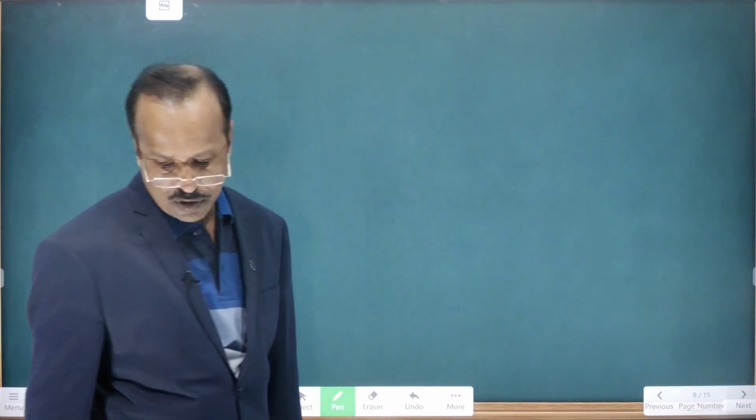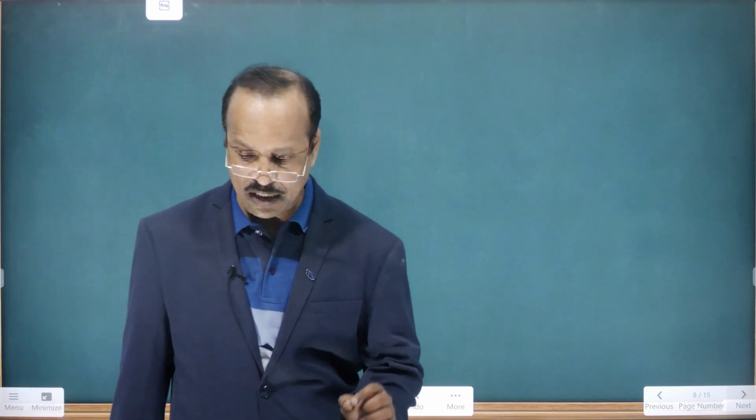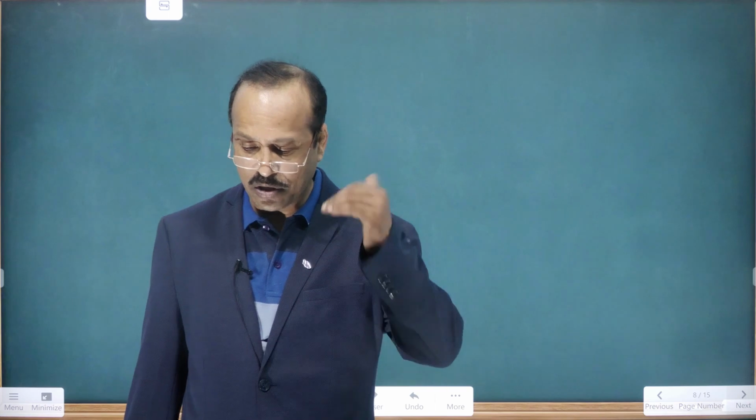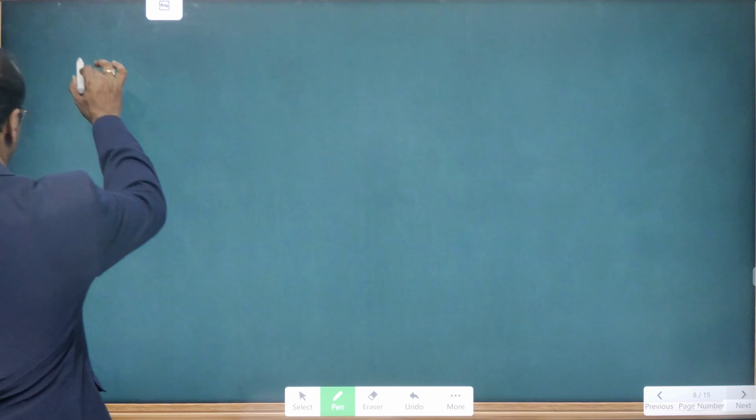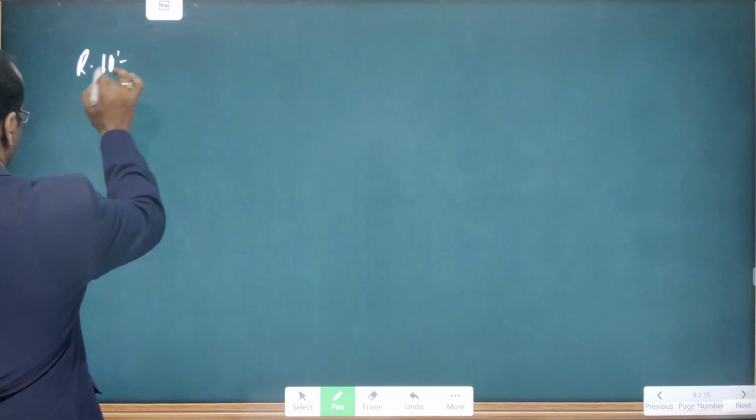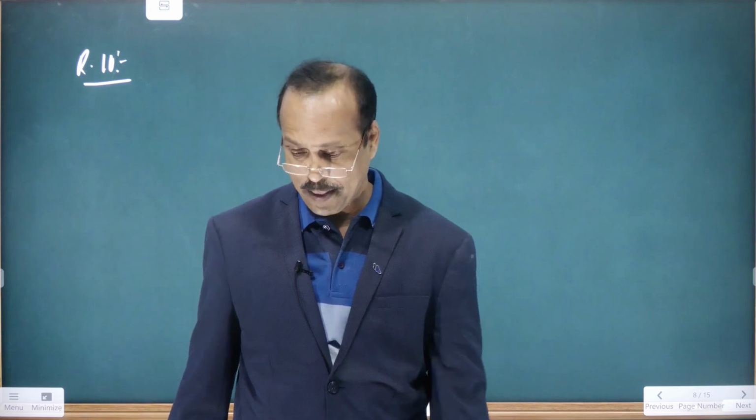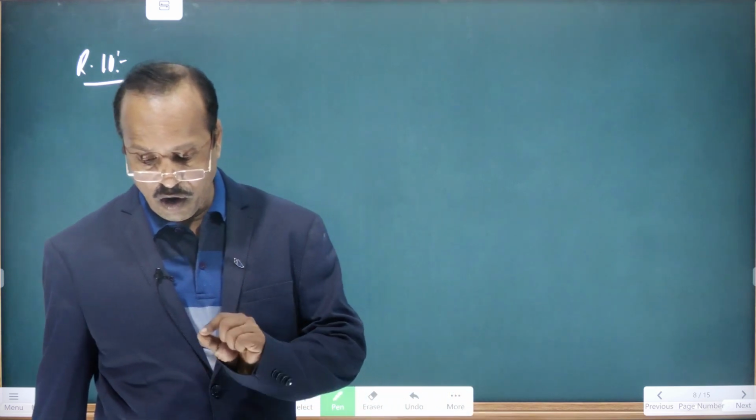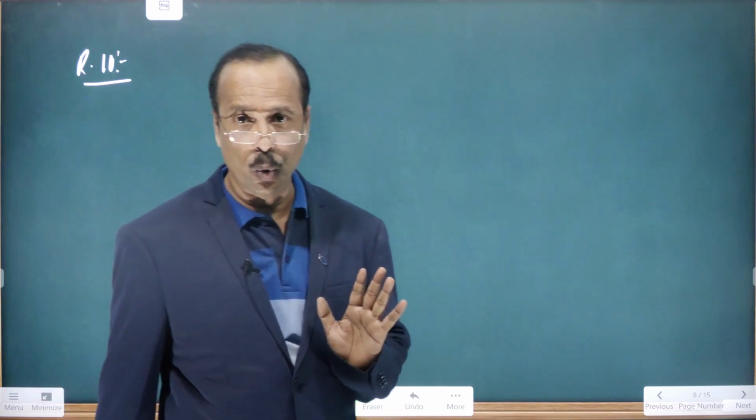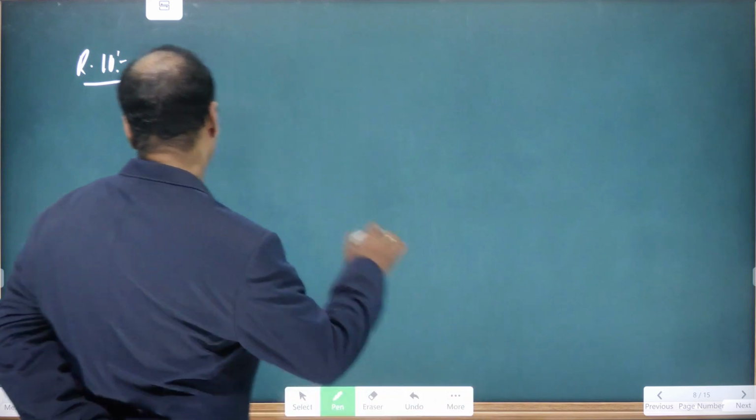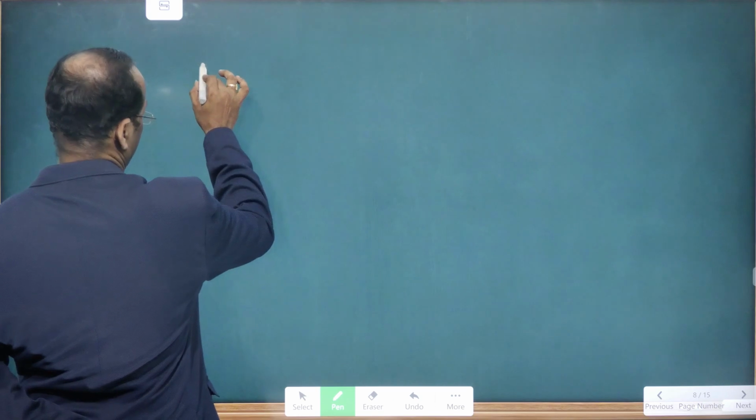Then come to the next one. Rule number 10 I will take. The sum of the oxidation numbers of all the atoms in the molecule is equal to 0. This is very, very important. Sum means addition. The sum of the oxidation numbers of all the atoms in a molecule is equal to 0. What does that mean? For example, I will take sulfuric acid.